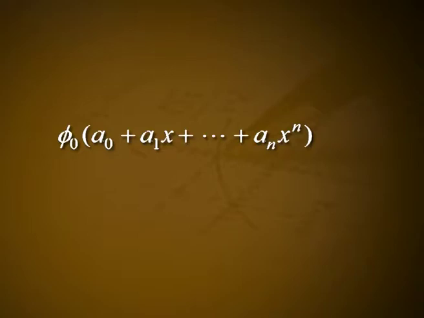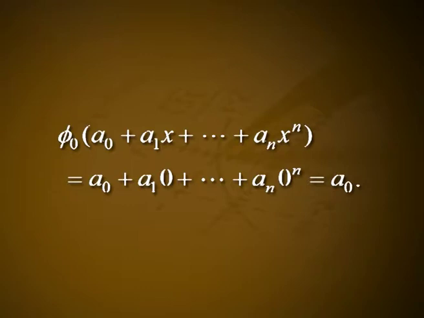Example 2. Let F be Q, the field of rational numbers, and E be R, the field of real numbers, in the previous theorem, and consider the evaluation homomorphism φ0 from Q[x] to R. Here φ0(a0 + a1x + ... + an x^n) = a0 + a1·0 + ... + an·0^n = a0. Thus by this evaluation homomorphism every polynomial is mapped onto its constant term.